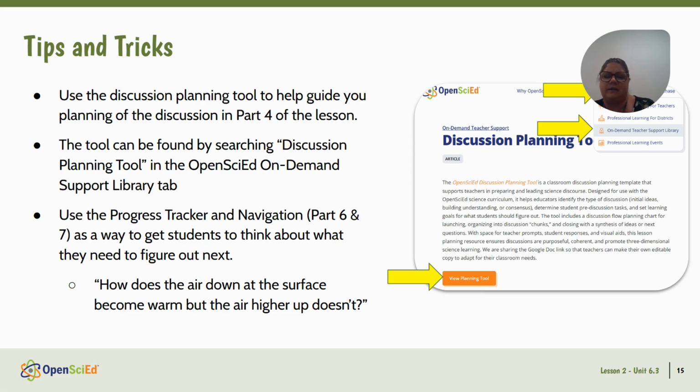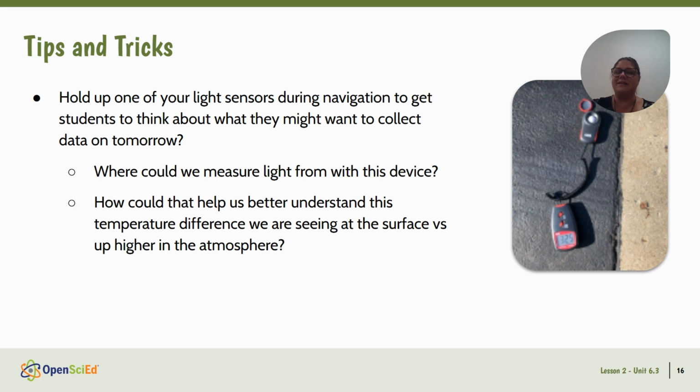How does the air down at the surface become warm, but the air higher up doesn't? That's what we're really wanting to figure out. We know that it is, but how can we figure out next why? And again, planting that light sensor might be a way to help move them towards, we want to do some more investigating. So just having the materials out and visible can sometimes be enough to get students thinking about how we can use them to plan our next investigation.